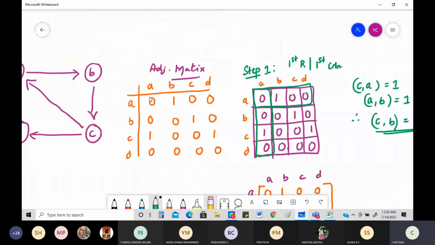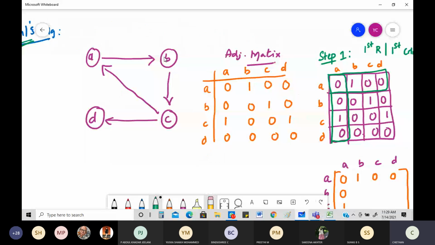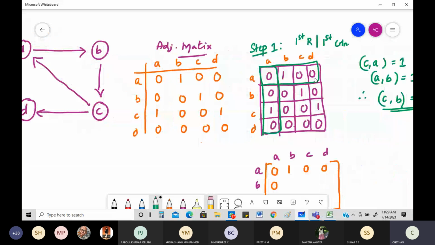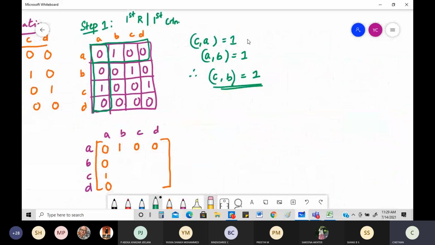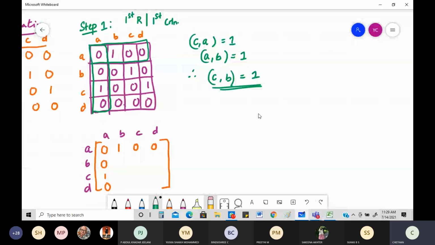Is there a path like this? C to B. Check. From C, I can go to B. How? C to A to B. That only I have written very clearly here. C to A is 1, A to B is 1. So therefore, I'll write C to B is equal to 1. Okay, done. Very clearly done.